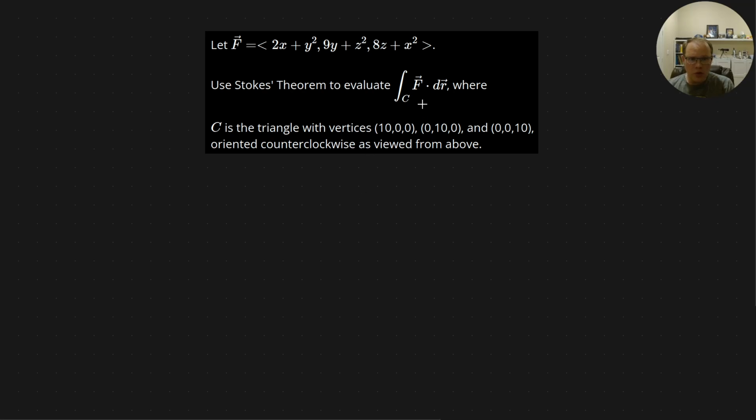We want to use Stokes' Theorem to evaluate the circulation of the vector field F over curve C, where C is the triangle with these 3 vertices, (10, 0, 0), (0, 10, 0), and (0, 0, 10), oriented counterclockwise as viewed from above. Okay, so let's start by just drawing out what we're dealing with here.